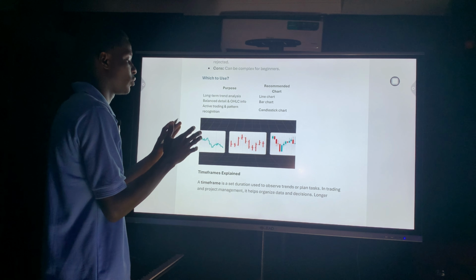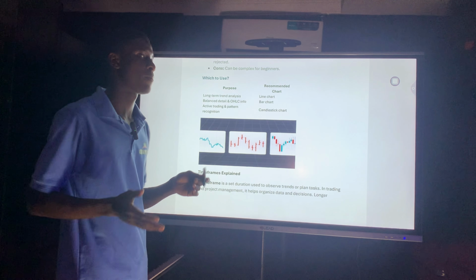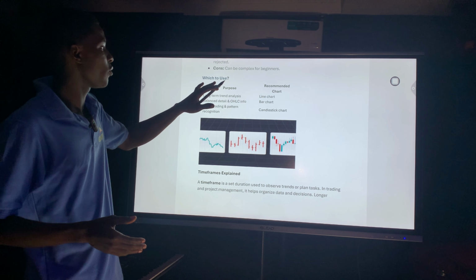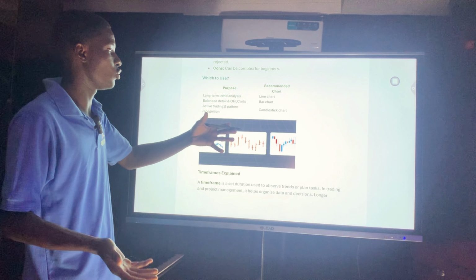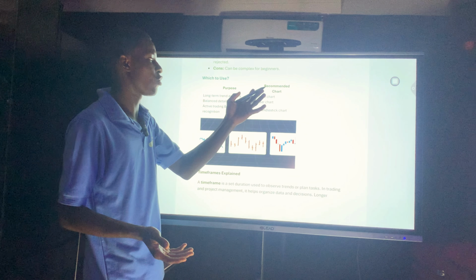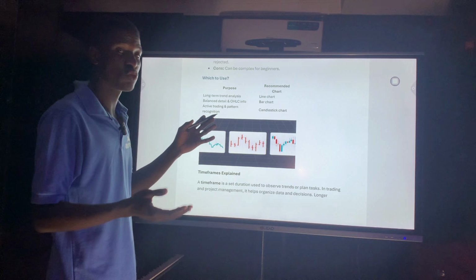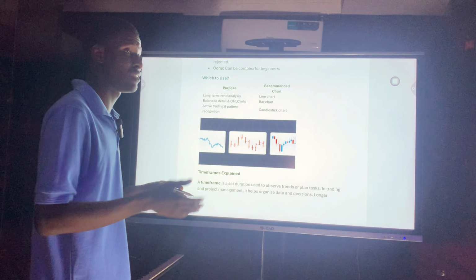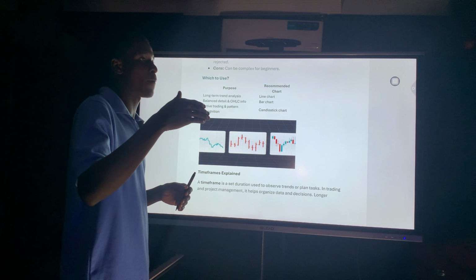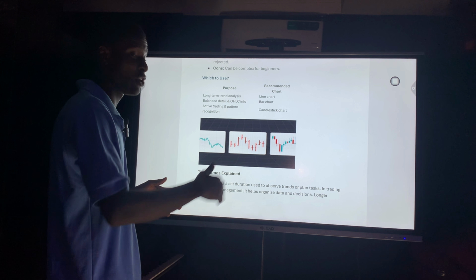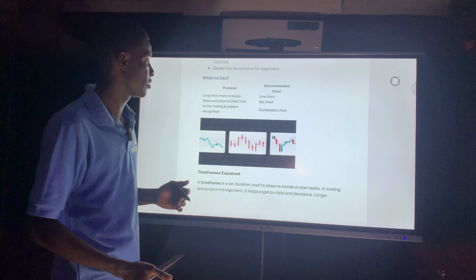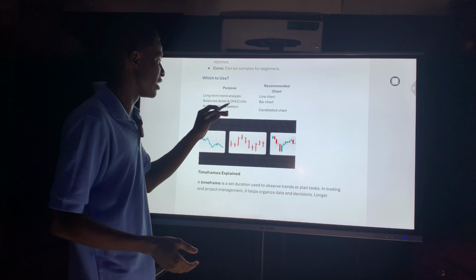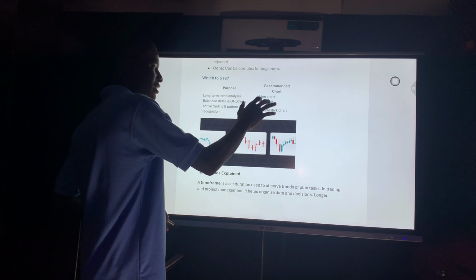These are the differences between them. Whenever you open MT5, MT4 or TradingView, this is what you see. So which one do you want to use? What are the purposes? What are the recommended charts? If you want long-term trend analysis, you have to use line charts. Like I said, most people who use line charts are top traders that trade the data, that trade long term, like swing traders. Then for balanced detail and OHLC info, you use the bar chart.